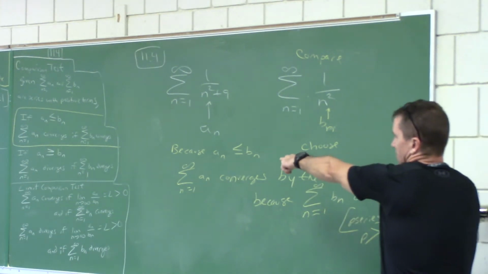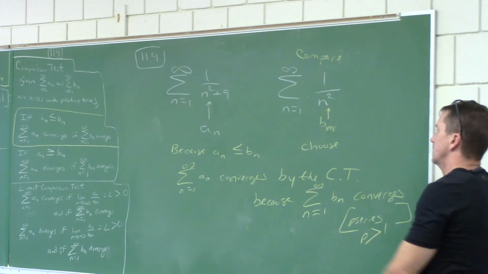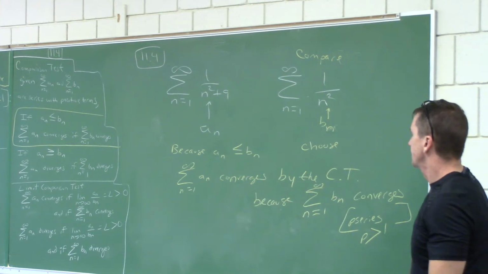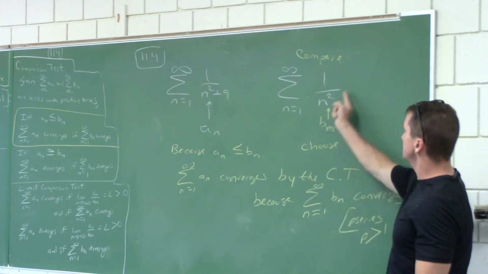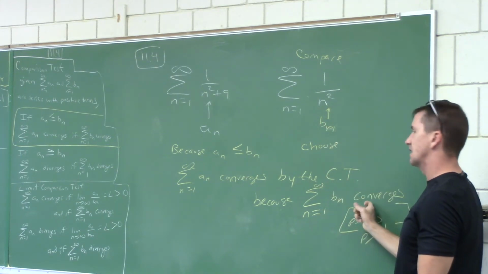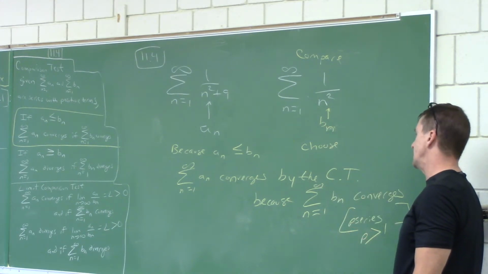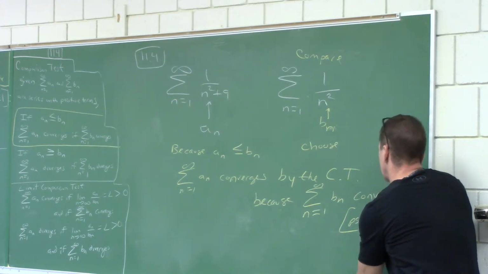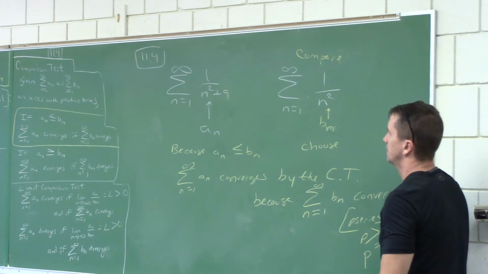Everyone check out the writing here. This converges by the comparison test because the series B sub n right here converges. It's a P series with P greater than 1, or P equal to 2. Cool.